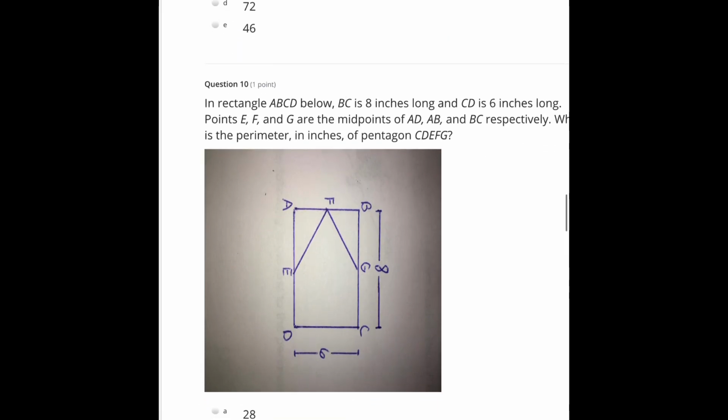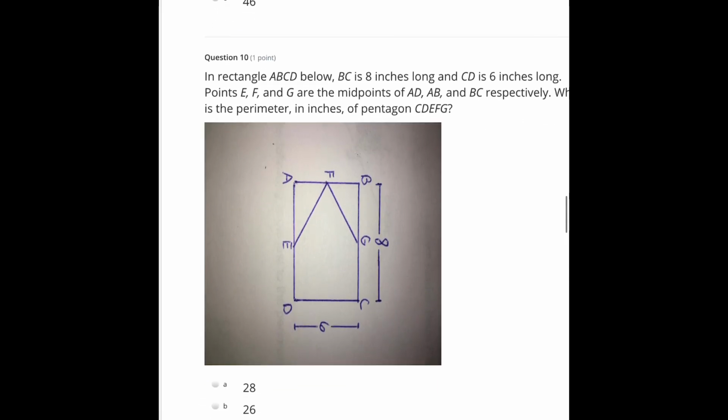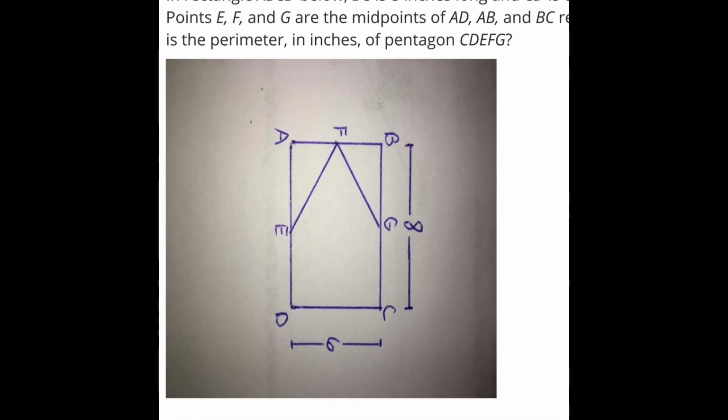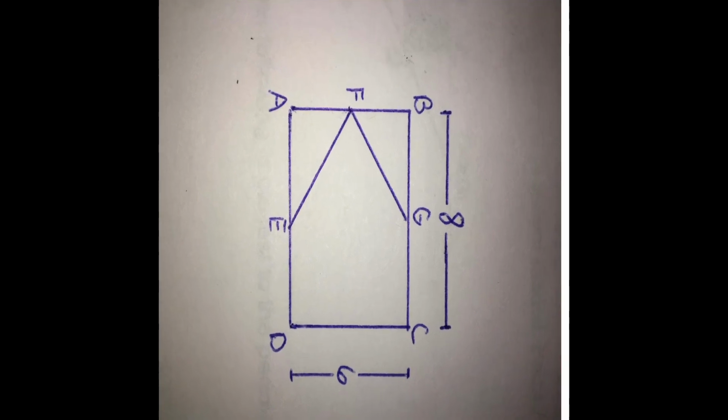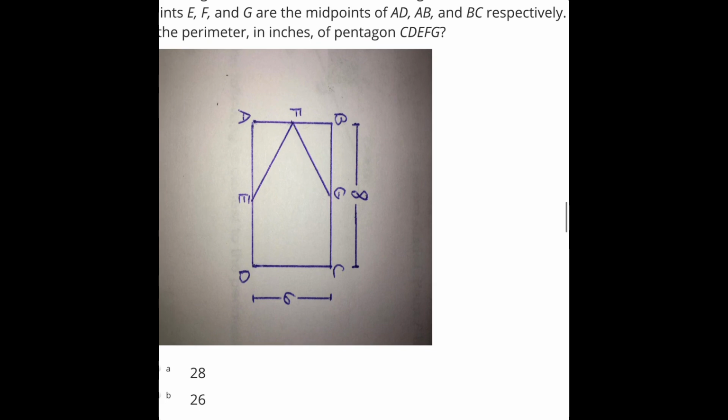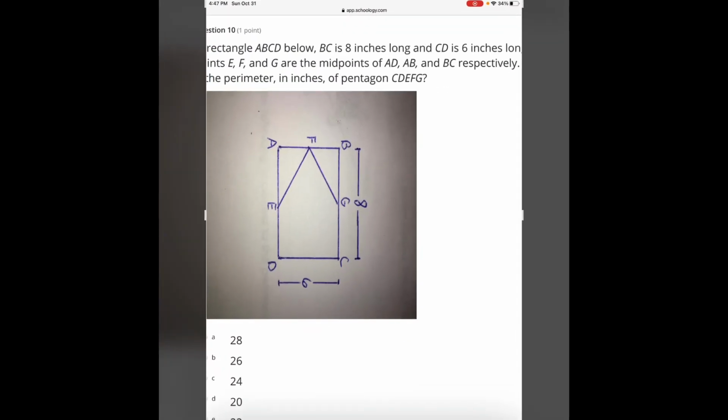Alright, let's look at number 10. It wants the perimeter of the pentagon. It tells us F, E, and G are all midpoints. So it wants the pentagon C, D, E, F, G. The pentagon has 5 sides. C, D, E, F, G. So this house here, it wants the perimeter of.